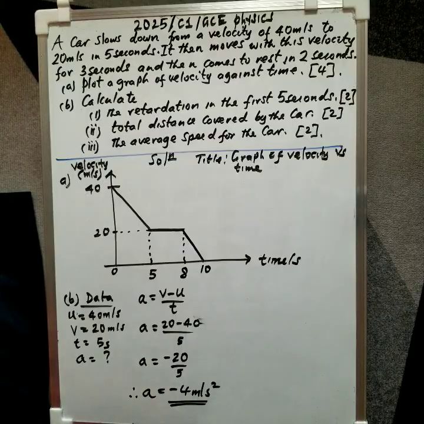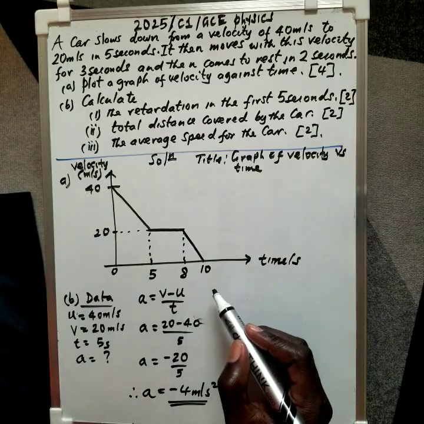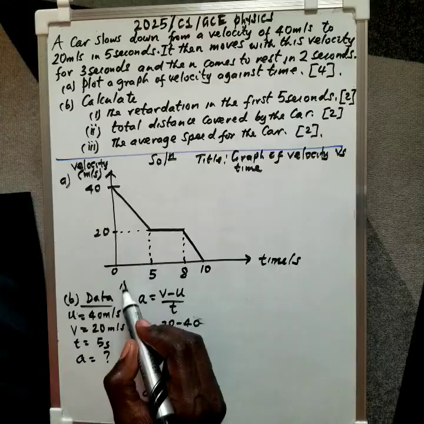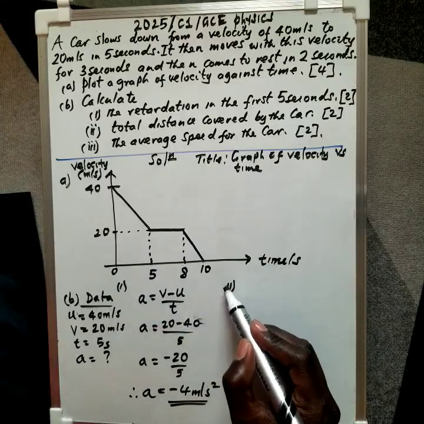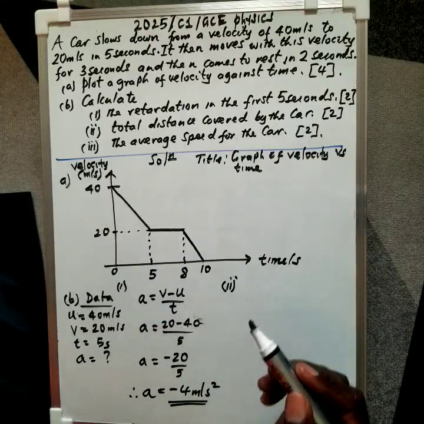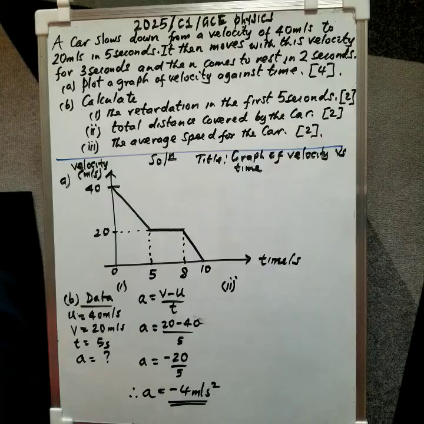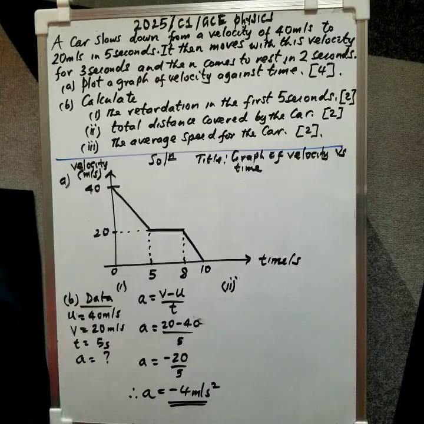So don't forget the square there, because what you'll be doing will be wrong. So this is actually B1. What about B2? How is that going to be when it comes to B2?